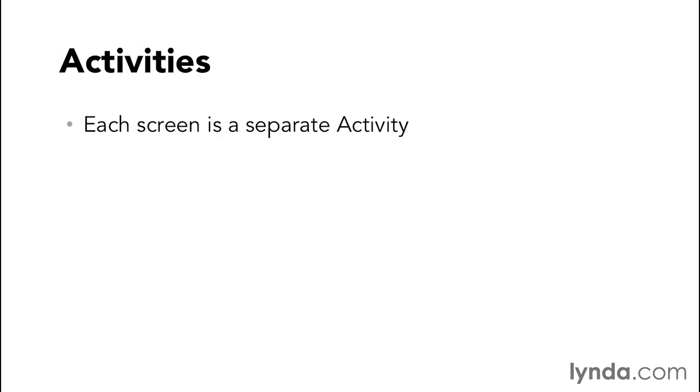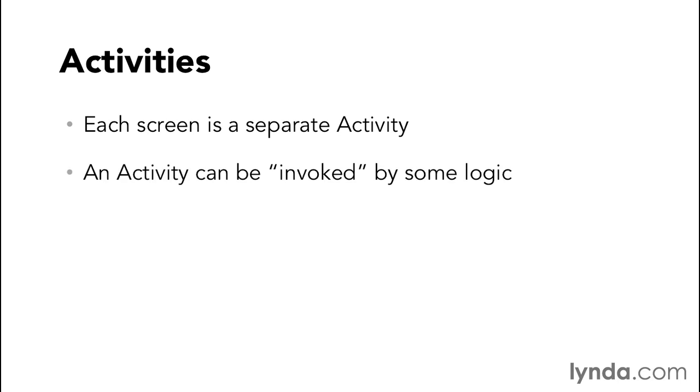Each screen is a separate activity. That means that if you want to have more than one screen, you have to have more than one activity. Each activity can be invoked by some logic. For example, you could have a main screen that contains your basic logic for your application, and you could have an About screen and a Settings screen. In order to show the About screen, the user typically does something on your main screen, taps a button, for example, which invokes or shows the other activity, which might show the About information about your app.